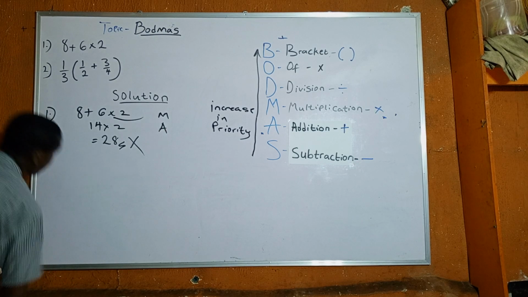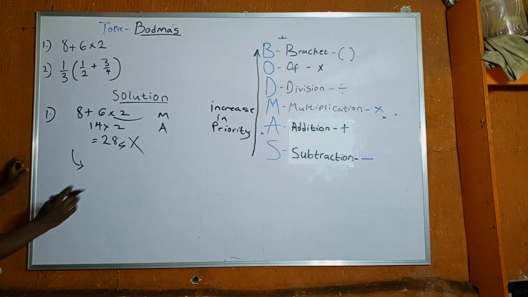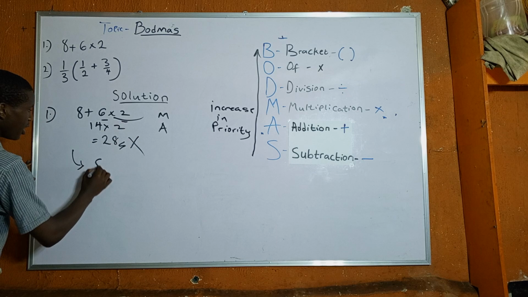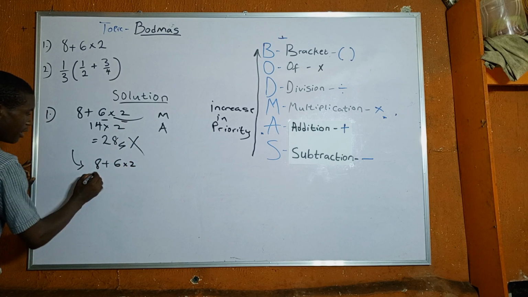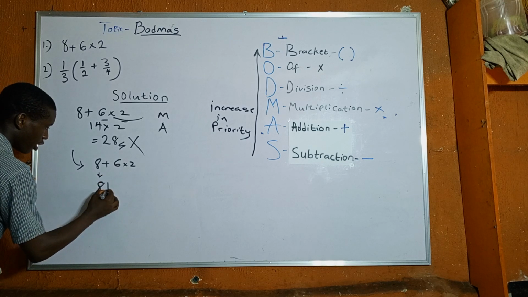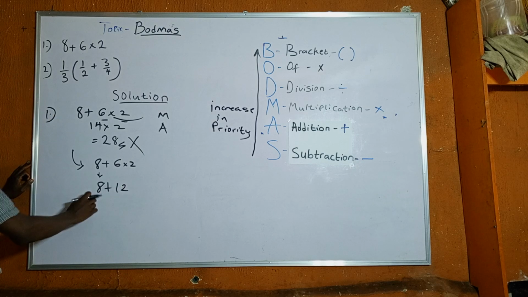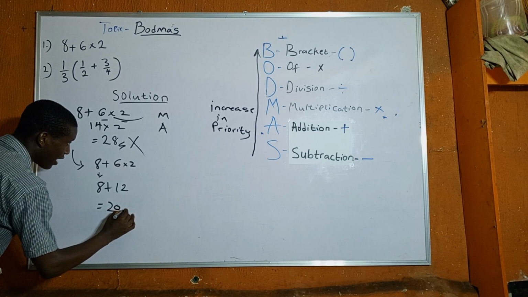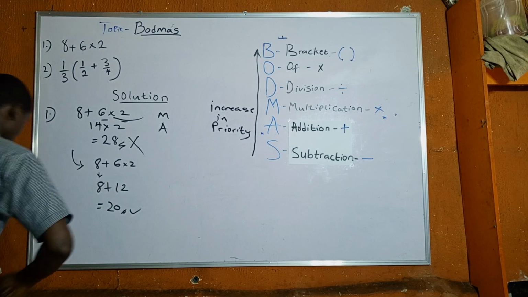So now let's do that and see what we will get. So for the correct one, I'll solve for this first. So 8 plus 6 multiplied by 2 will be what? Drop this 8 down. So 8 plus, then 6 multiplied by 2 will be what? 12. 8 plus 12 will give you 20 as opposed to 28. So I hope you understand that.